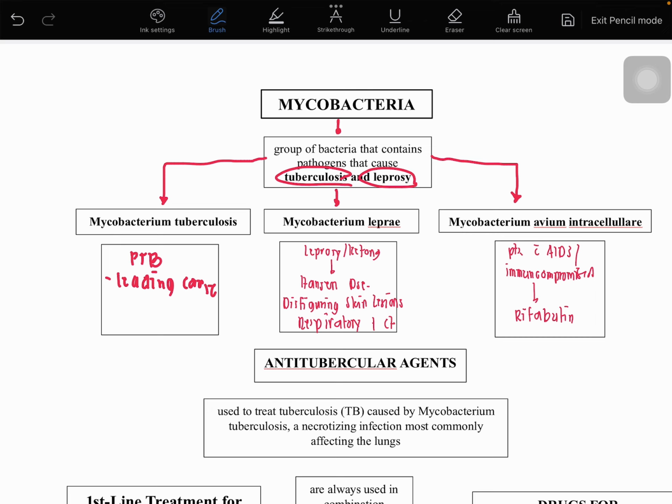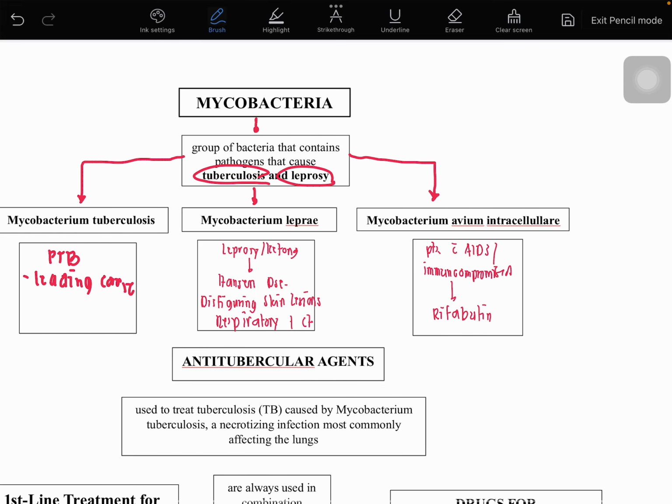However, with your Mycobacterium leprae naman po, this is the causative agent of your leprosy or yung ketong na tinatawag natin. Ang other term natin for this one, this is your Hansen's disease. And of course, ano ba yung characteristics pag nagkaroon ka ng ketong? Number 1, nagkakaroon ka ng disfiguring skin lesions. And aside from that one, nagkakaroon ka ng destructive effects in your respiratory tract natin.